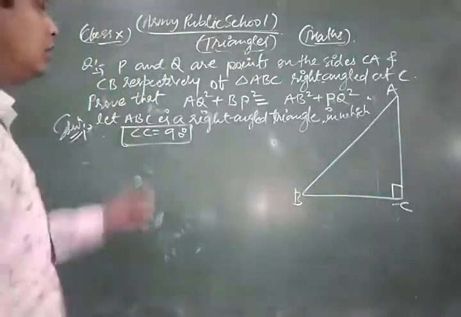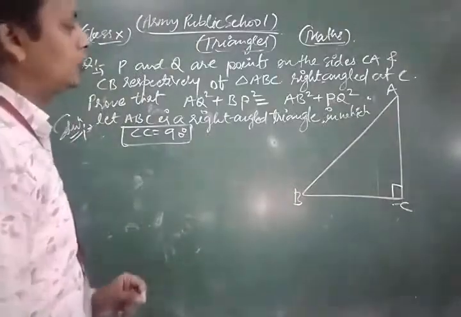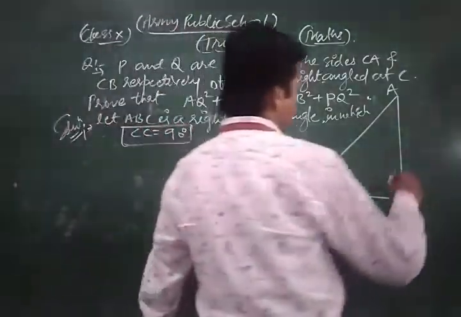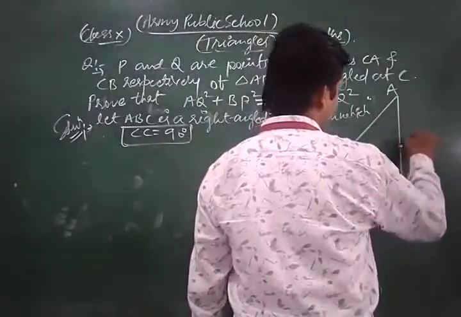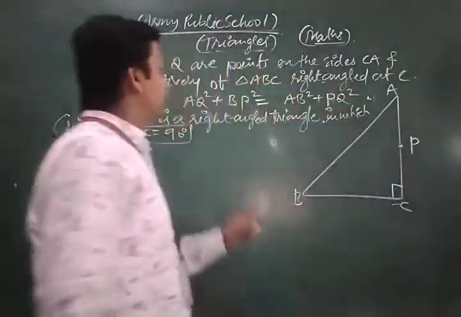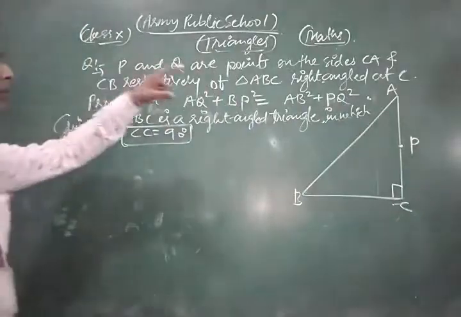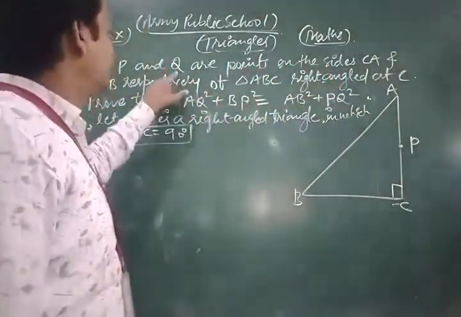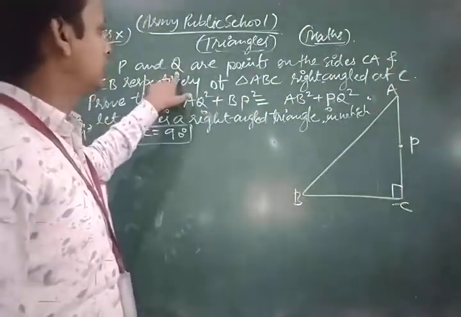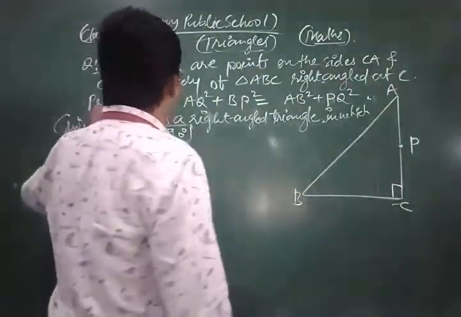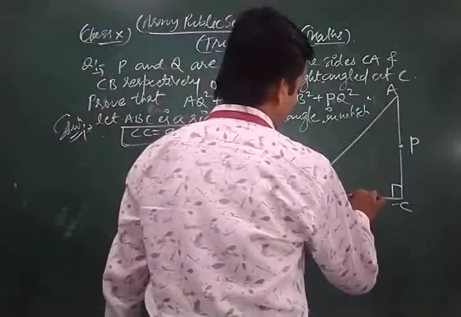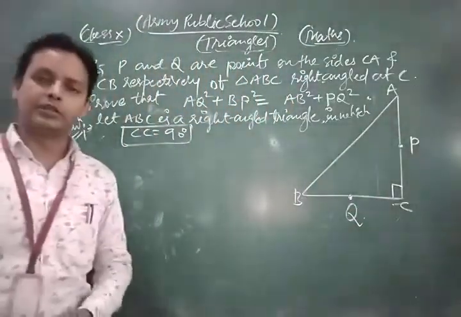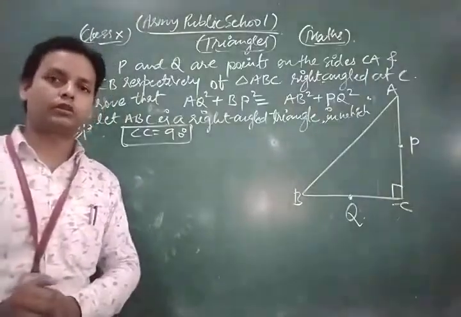Now look here, P and Q are two points. On the side CA there is a point P according to the question. Let P be a point on the side CA and Q be the point on the side CB. On CB there is Q, any point on the side BC. According to the question, we plot those points.